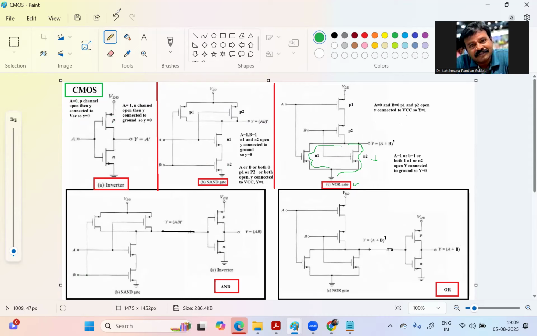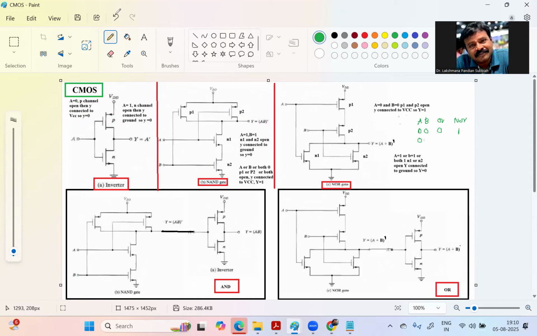Then we have P1 and P2 connected in series from VDD. Then this output is connected here, right? Now that circuit is a NOR gate. The NOR gate characteristic: for an OR gate, what is it? And inverted is NOR, right? So A is 0 and B is 0, both are 0, the OR is 0. So then we are getting the NOR gate output as 1.